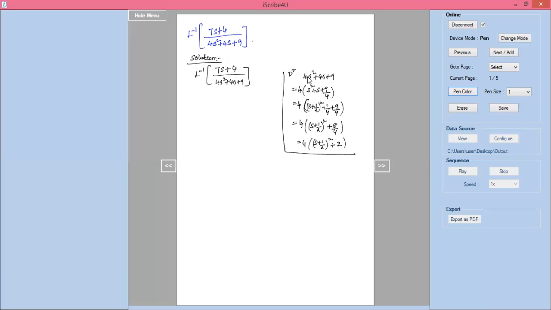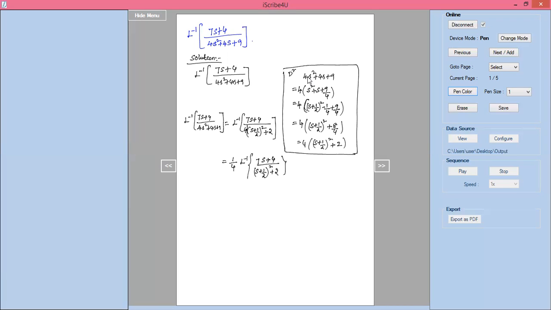I think you understood. So I will follow these steps here. L inverse of 7s plus 4 divided by 4s square plus 4s plus 9 equals L inverse of 7s plus 4 divided by 4 into (s plus 1 by 2 whole square plus 2). Now if I take this 4 outside, we get 1 by 4 into L inverse of 7s plus 4 divided by s plus 1 by 2 whole square plus 2.